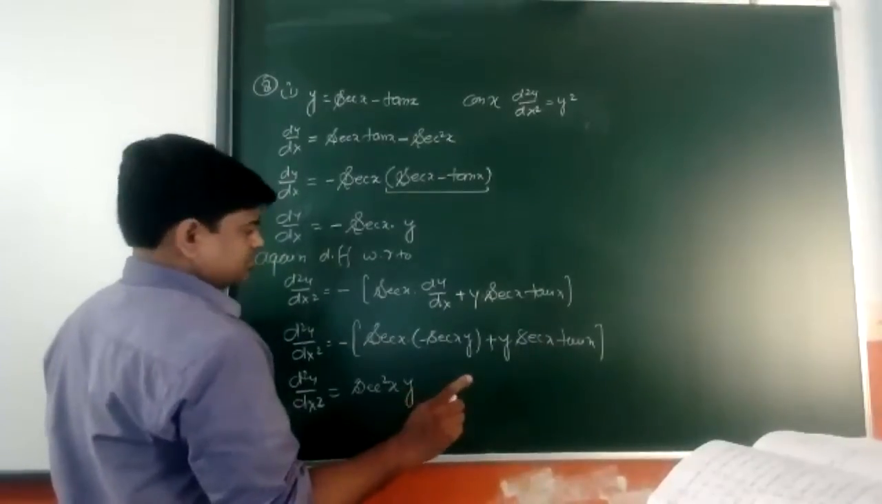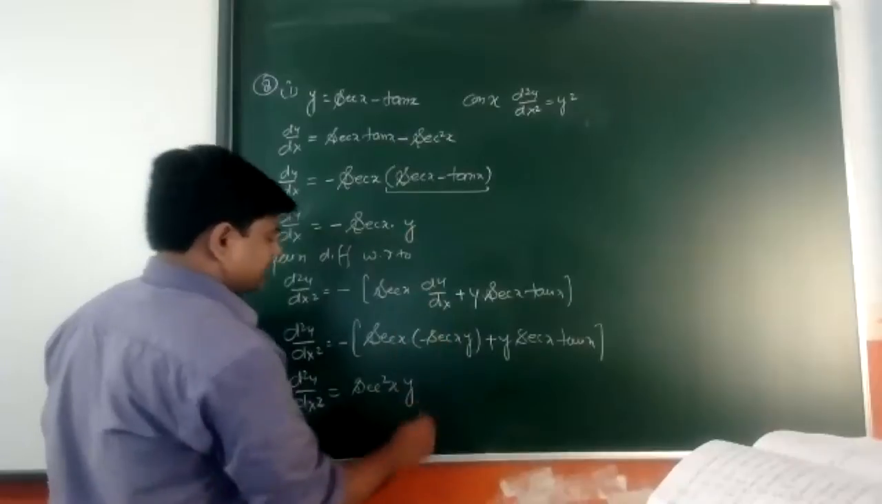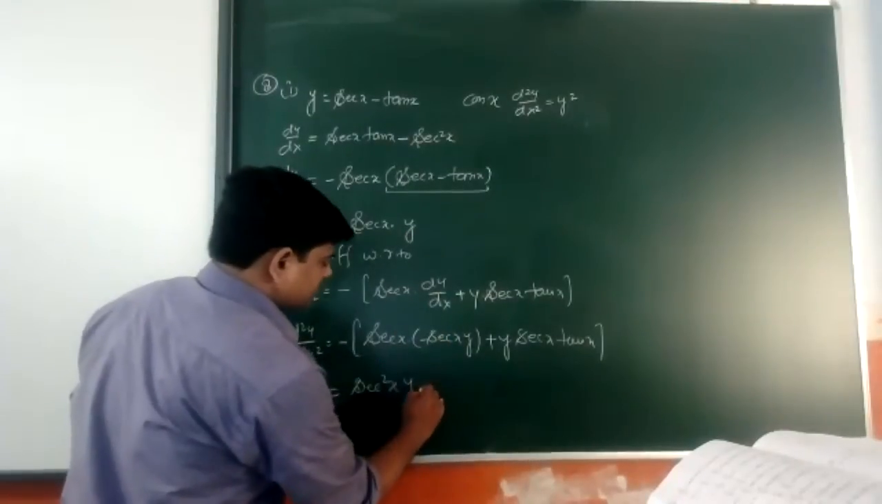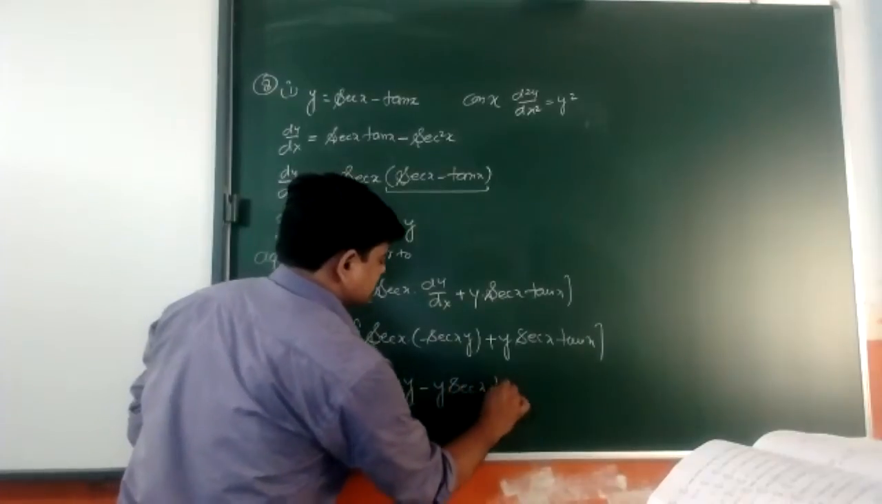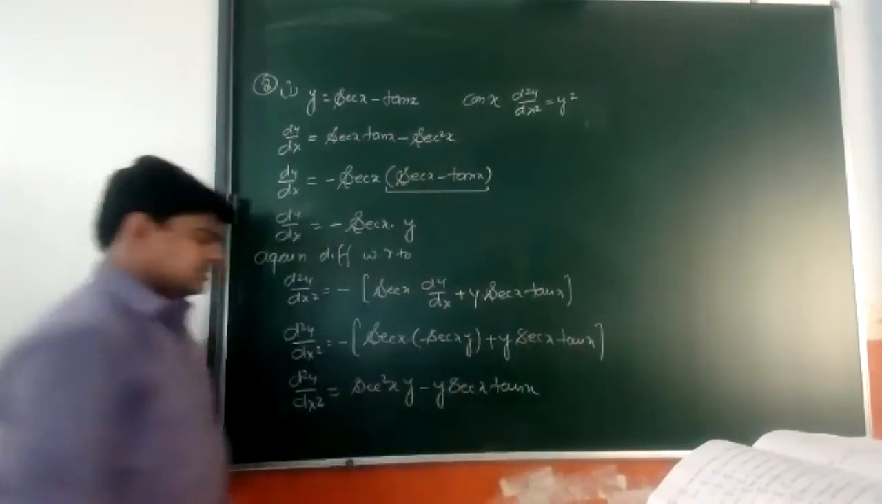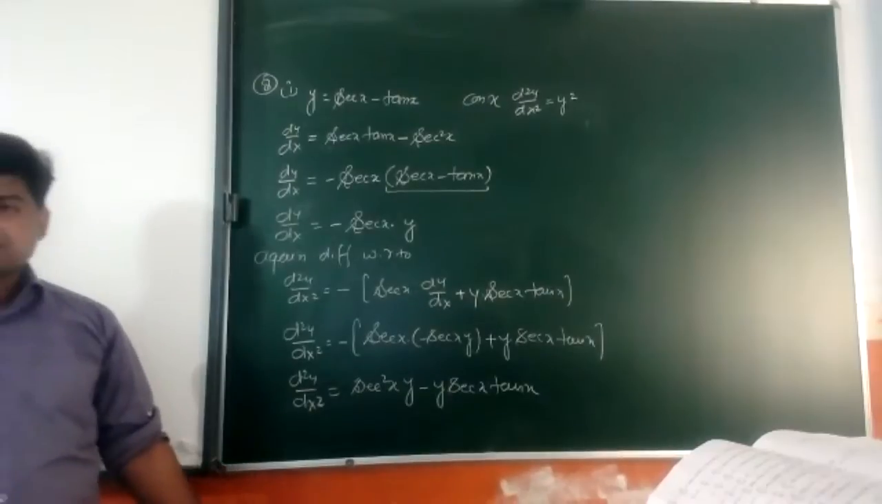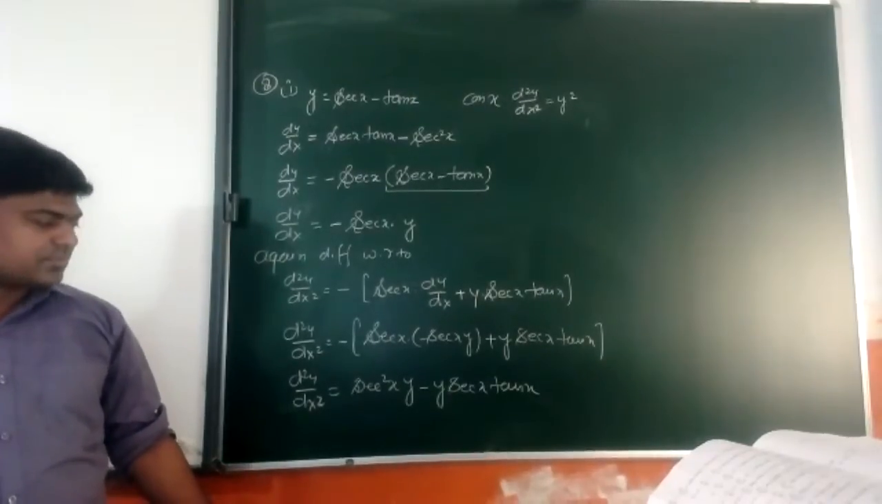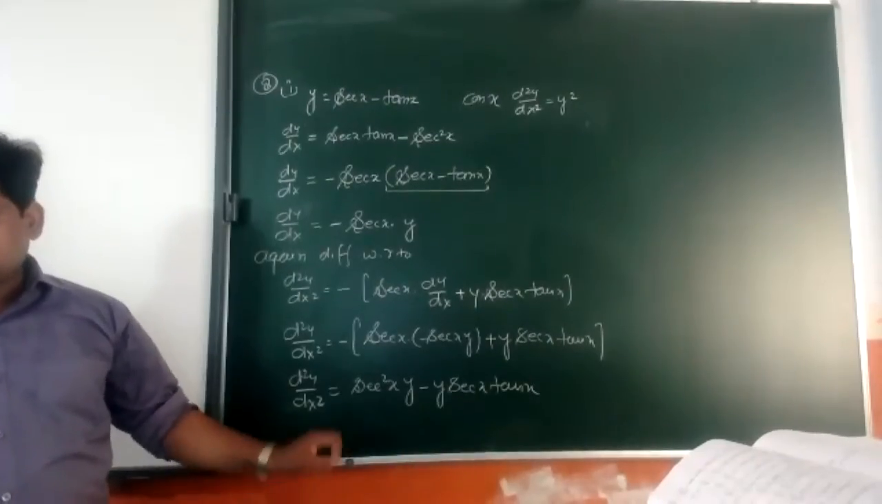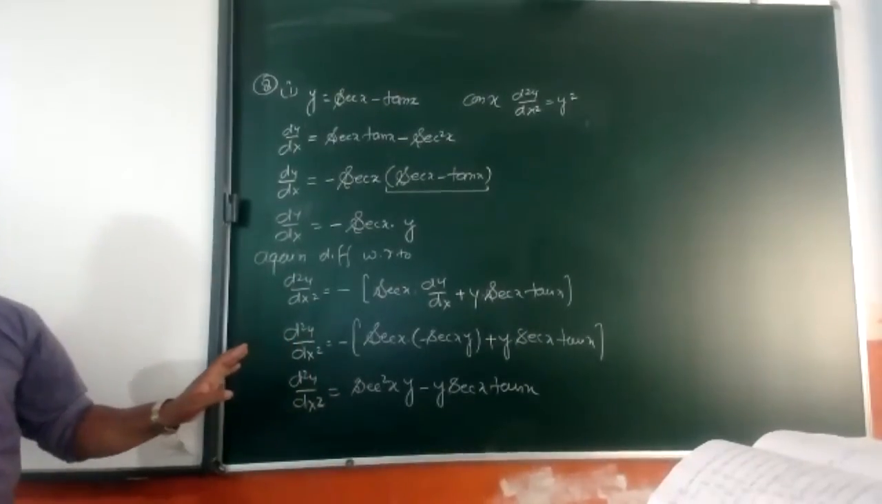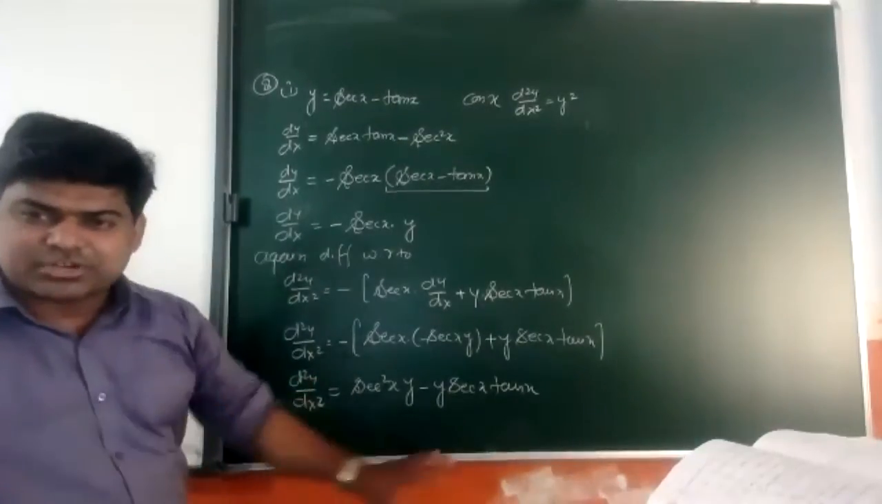Wait a minute, I think this is correct. And then minus y sec x tan x. It can be, or not? Say yes or no. Anyone have any doubt? Is it clear?